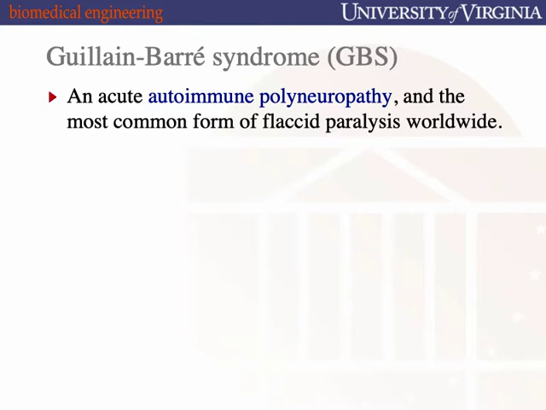Okay, a polyneuropathy, as the name implies, poly, many, neurological, and pathology. So we get many neurological disorders as a function of Guillain-Barré. Okay, and it's the most common form of flaccid paralysis worldwide. So we've talked about this concept of flaccid paralysis. Does anybody remember what disease that was? Botulism. Yeah, excellent. Good memory.